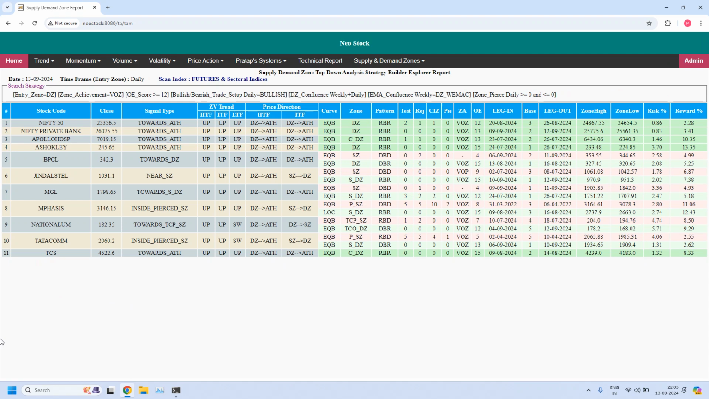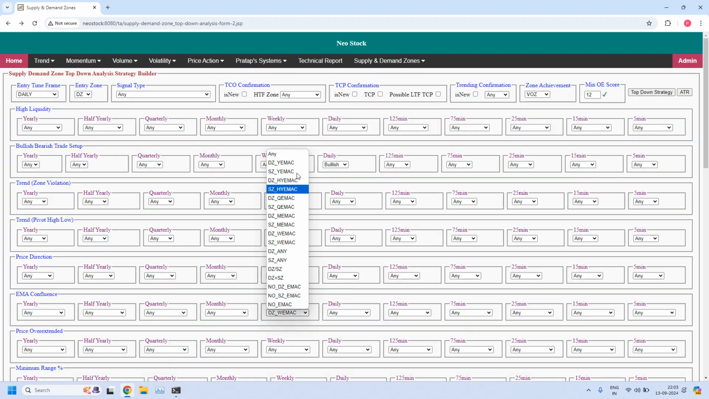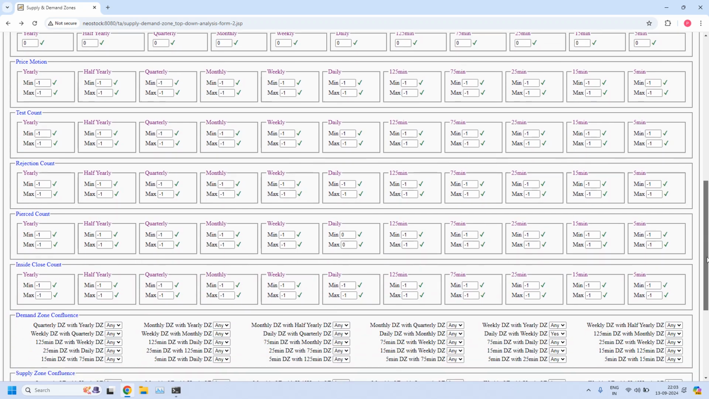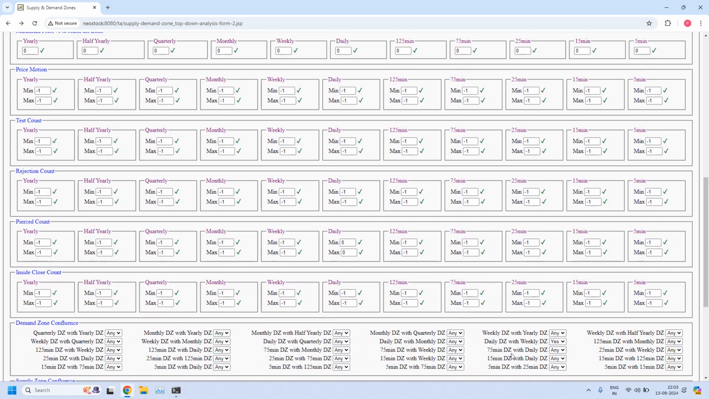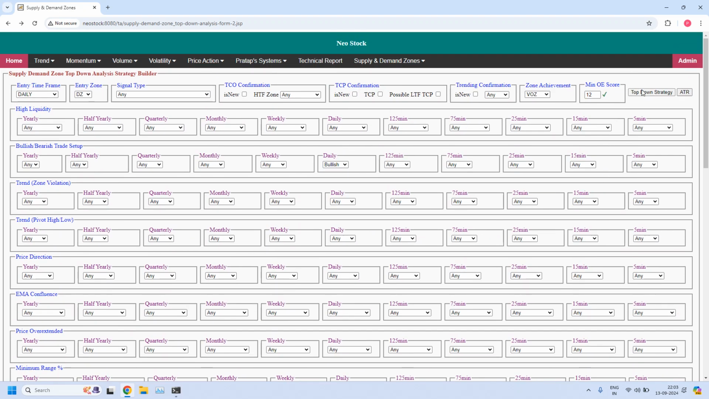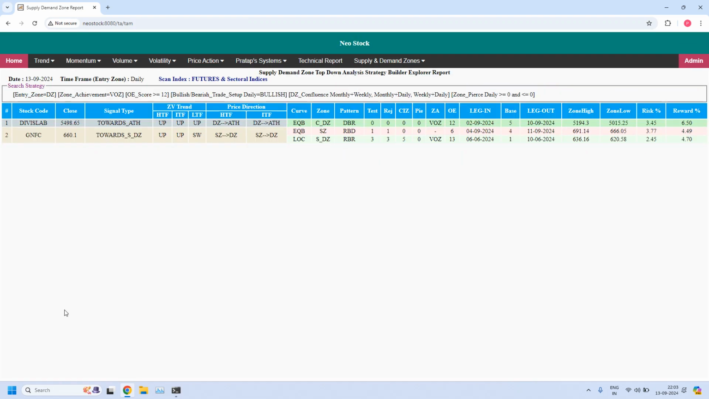Okay, next let's verify LTF, ITF, HTF confluence. I'm removing the EMA filter. In the demand zone confluence, LTF and ITF, daily and weekly, is already enabled. Next, daily and monthly is enabled, and weekly and monthly is also getting enabled. Now with these filters, let's verify. Only 2 stocks have LTF, ITF, HTF confluence, that is daily, weekly and monthly confluence.